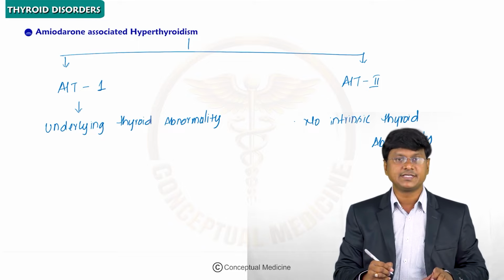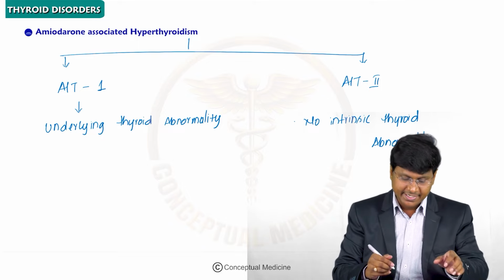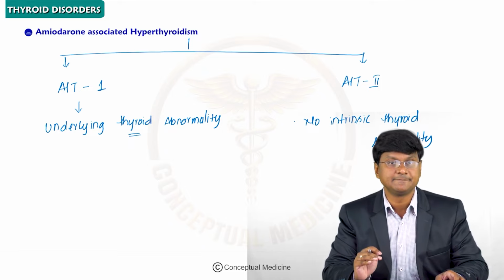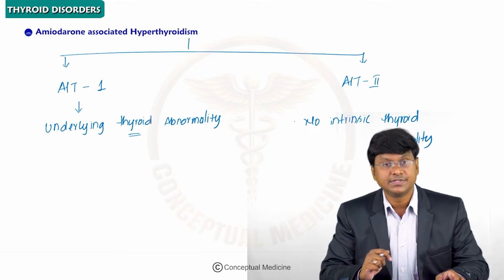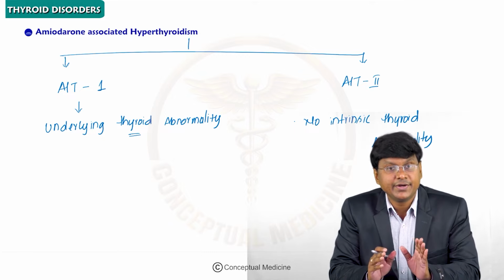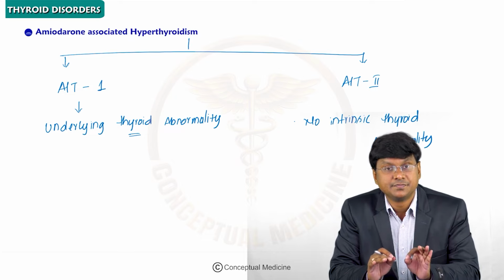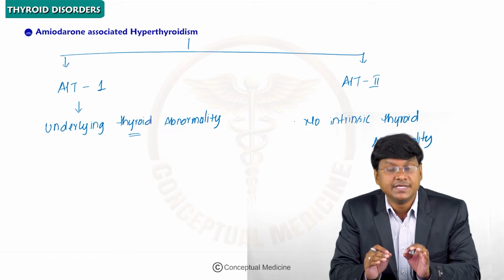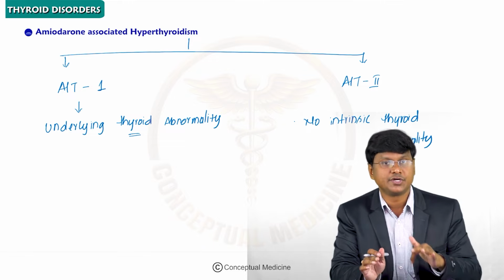Right, with no intrinsic thyroid abnormality, whereas AIT1 is associated with an underlying thyroid abnormality. Okay, next. Now, the other differences are, in AIT1, thyroid hormone synthesis becomes excessive as a result of increased iodine exposure. That is your Jod-Basedow phenomenon.